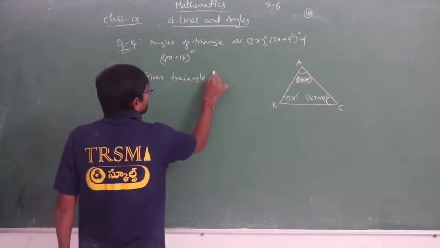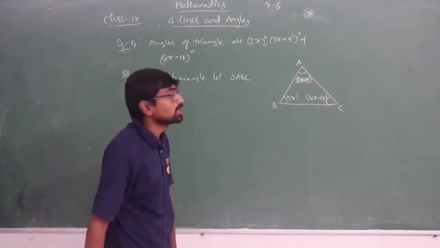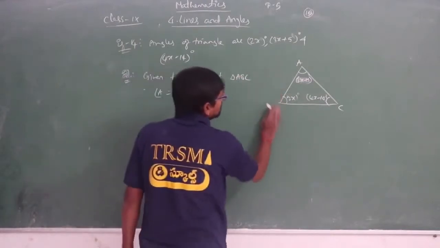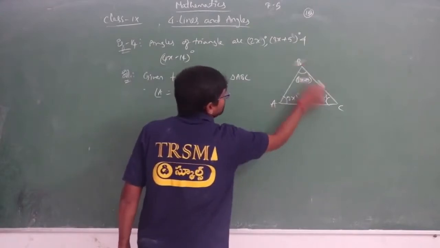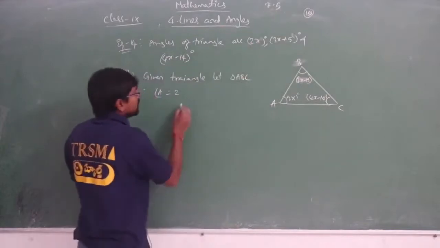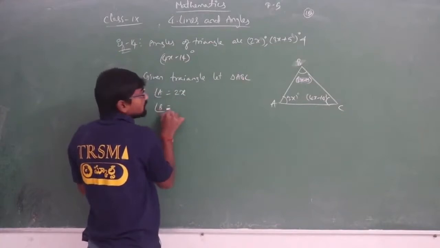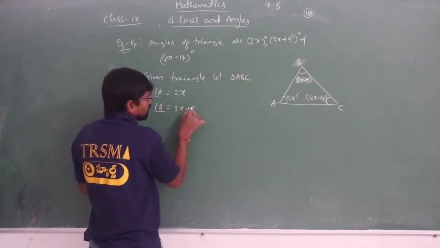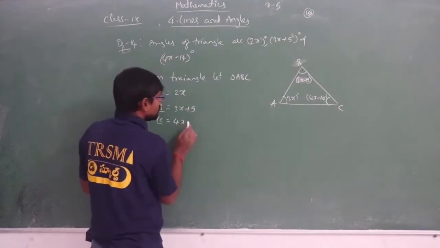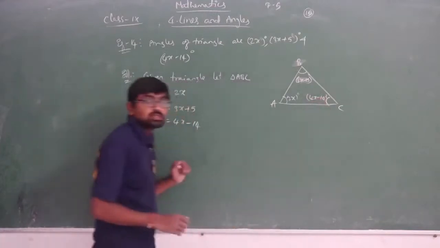let us assume that as triangle ABC. This is A, second is B and third is C. So in order, I have taken A, B and here I have taken C. Angle A is equal to 2x, angle B is equal to 3x plus 5 and angle C is equal to 4x minus 14, isn't it? 4x minus 14.